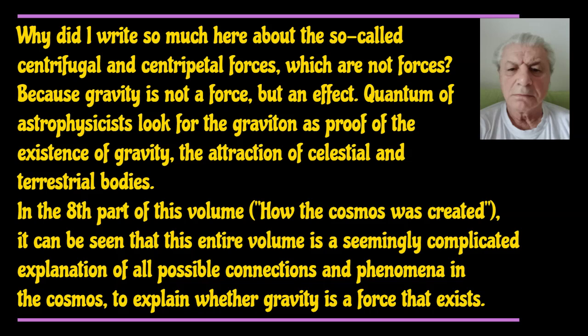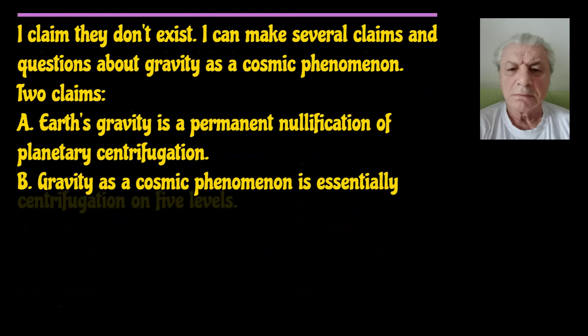Quantum astrophysicists look for the graviton as proof of the existence of gravity, the attraction of celestial and terrestrial bodies. In the 8th part of this volume, How the Cosmos Was Created, it can be seen that this entire volume is a seemingly complicated explanation of all possible connections and phenomena in the cosmos, to explain whether gravity is a force that exists. I claim they don't exist.